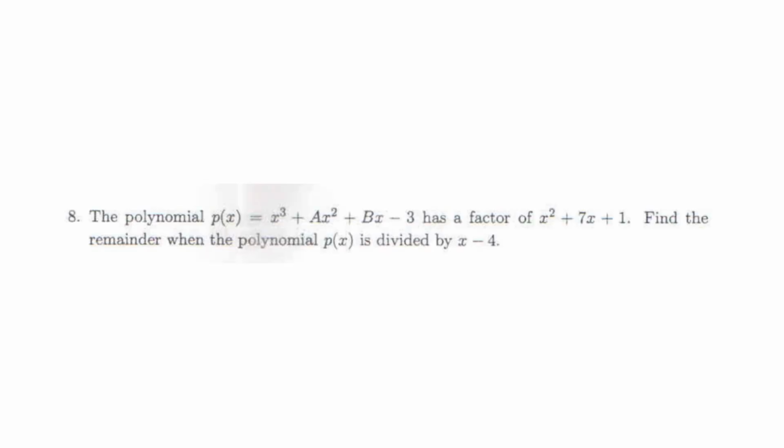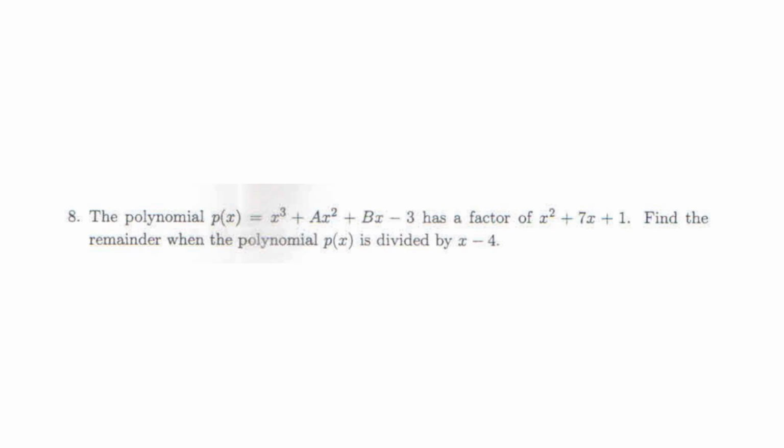So the general thought process you should have is that first we need to find P of X, and then since we need to find the remainder when it is divided by X minus 4, we can sub in P of 4, and then that is the answer. And this is how we do it.